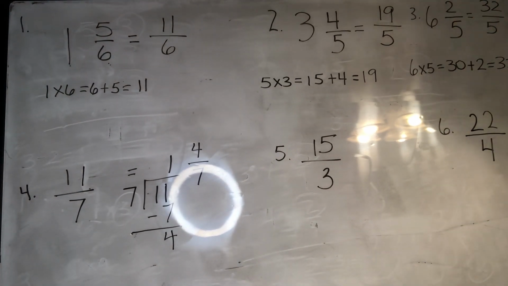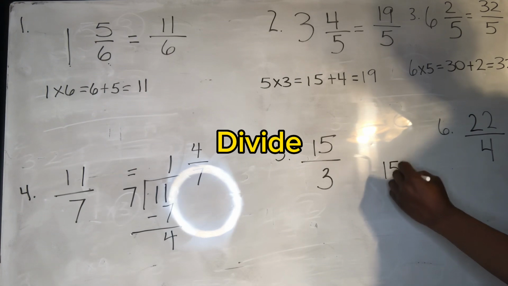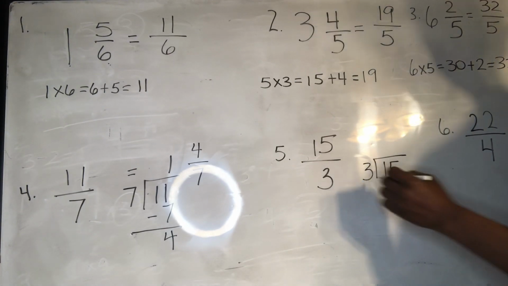Alright guys, so we have this one, which is 15 over 3. We do the same thing. We're going to put our 15 in the house. We're going to put our 3 on the outside.